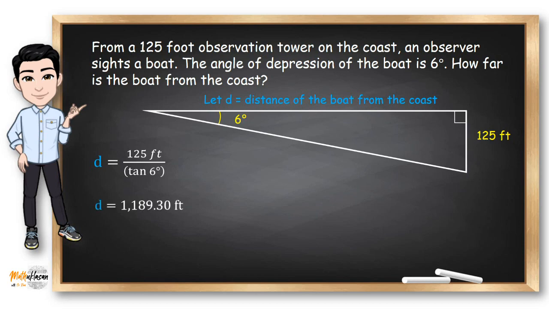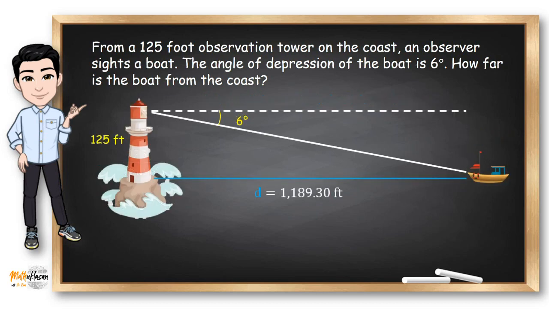By using your calculator, D now is 1,189.30 feet. So, the distance of the boat from the coast is 1,189.30 feet. Merong alternative way to solve this one.